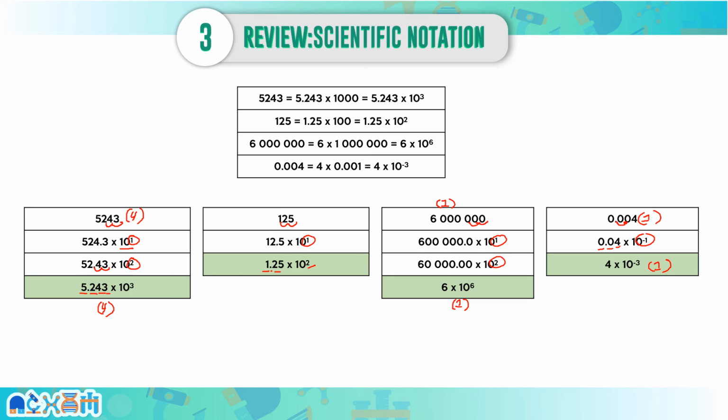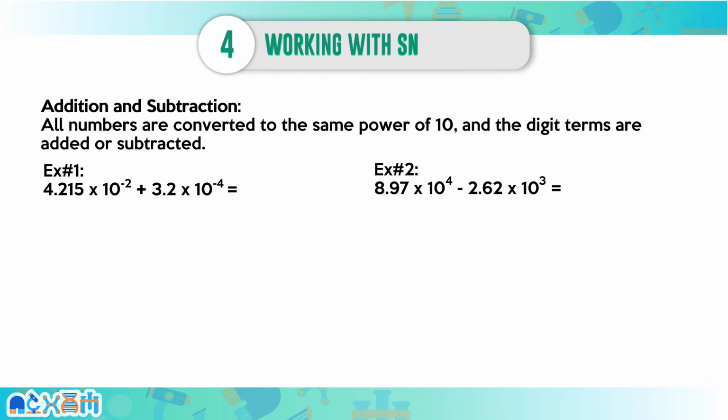Okay, remember that if you move the decimal point to the left, you are going to increase your exponent, such as the examples here. Meanwhile, if you move the decimal point to the right, it means that your exponent should decrease. Okay.